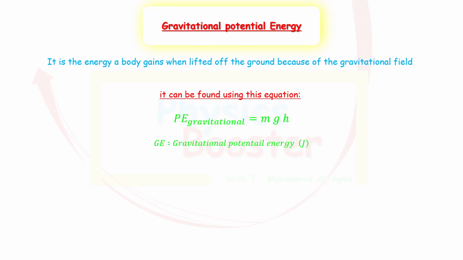The unit of gravitational potential energy is joules, and the unit of mass is kilogram, which is m. g is the gravitational pull, which is equal to 9.8. And finally, h is the height the object is lifted above the ground, and it's in meters.